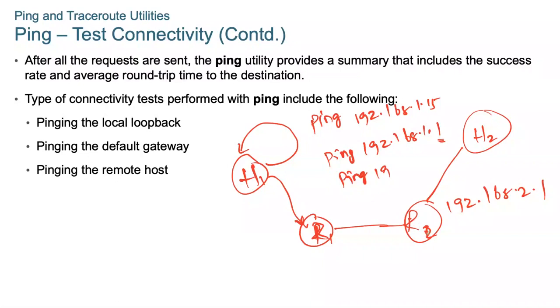But when you are trying to reach R2, give its destination IP address 192.168.2.1. If it is reachable then it will give you the response. So that is pinging the default gateway and then pinging the remote router, and after that you may ping the remote host. If the remote host has the IP address, suppose 192.168.2.15, then you try to ping that. So that is you are pinging the remote host to test the connectivity.